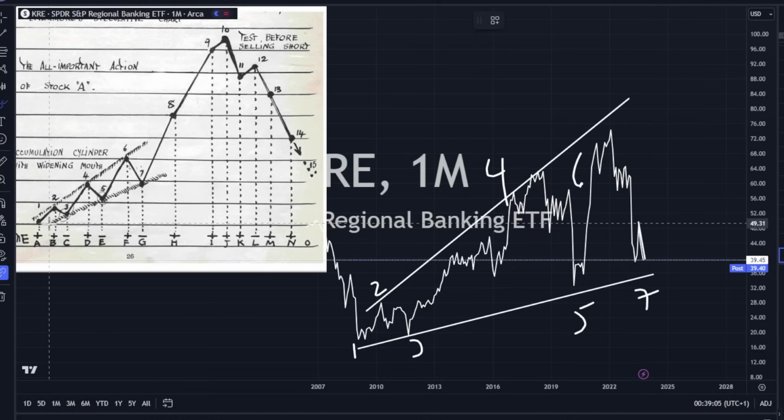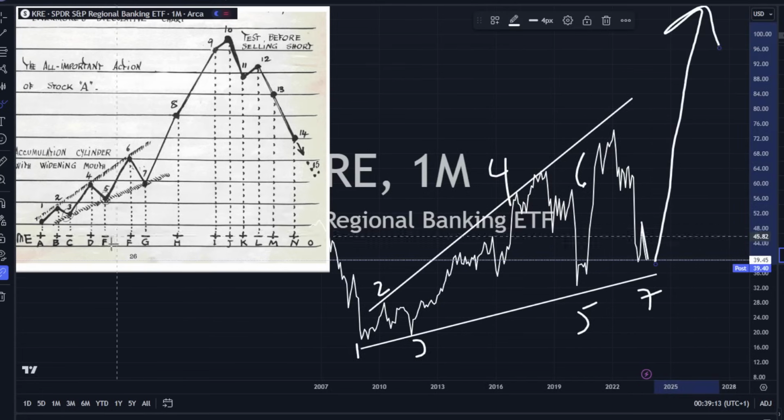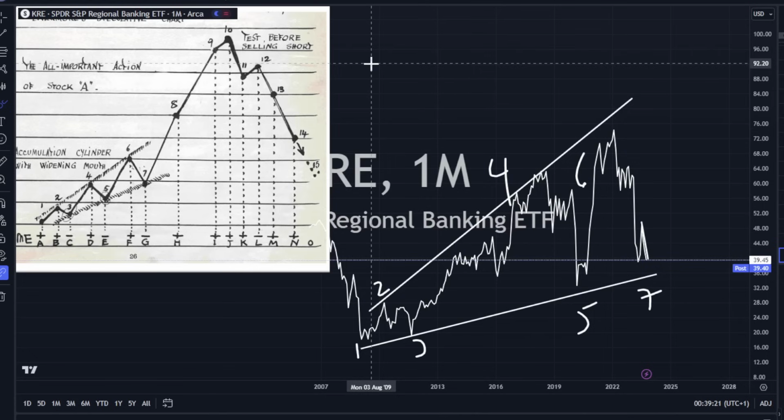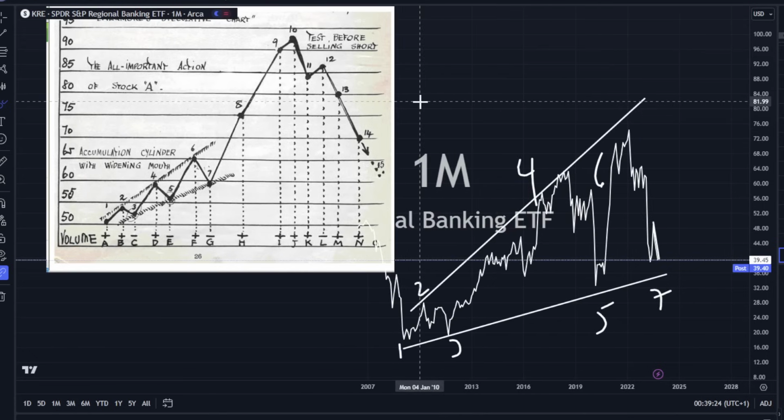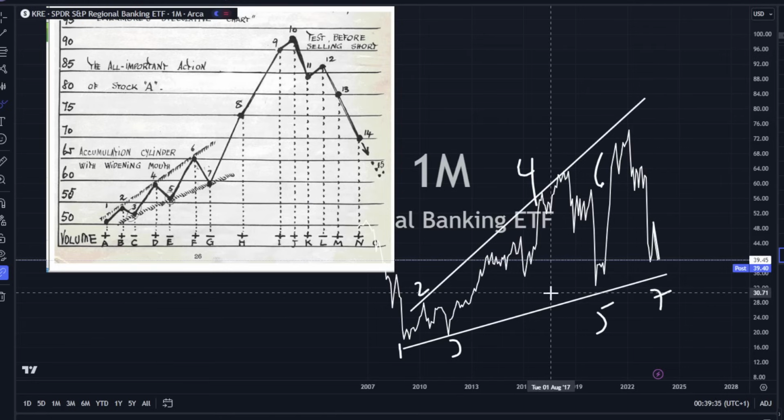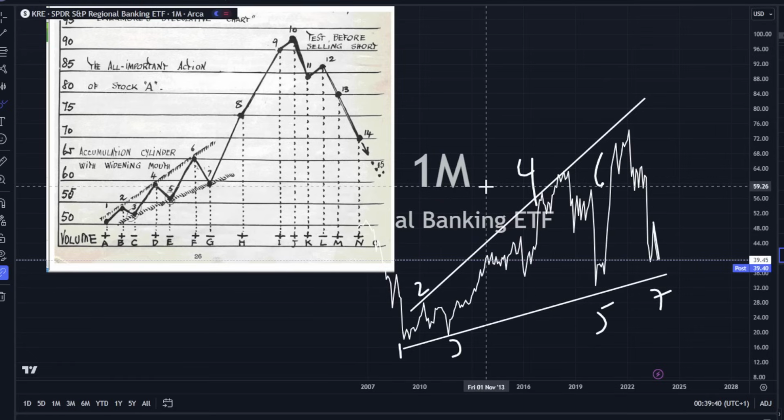Is this an accumulation cylinder? 1, 2, 3, 4, 5, 6, 7. 1, 2, 3, 4, 5, 6, 7. And then this just rips to the upside in this fashion. It could be, and I know that sounds really weird for a lot of people. A lot of people think that we're in some big bust phase of real estate, but it's the weirdest bust phase that I've ever seen that doesn't have any inventory. So is this potentially a Livermore accumulation cylinder occurring in the banking ETF KRE? I don't know. I'm not going to buy KRE, but there's other ways to play this.